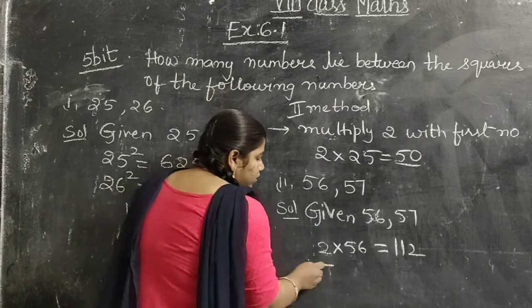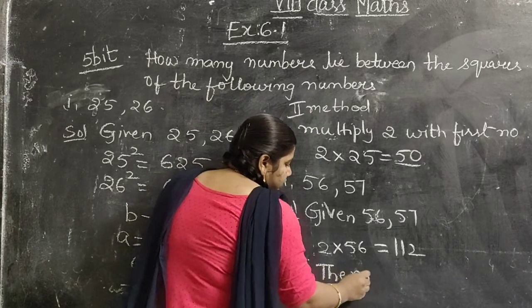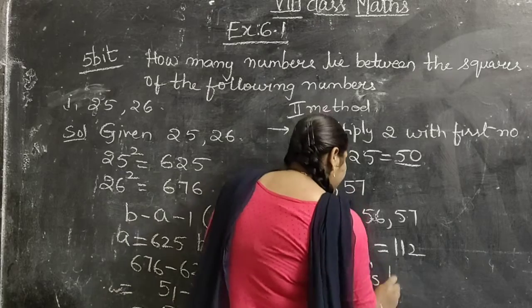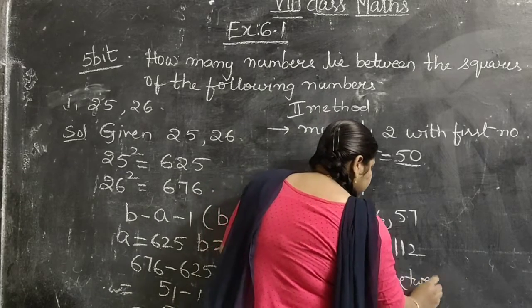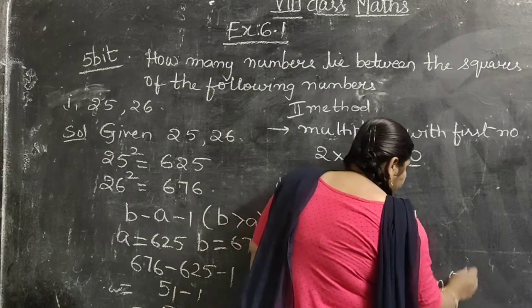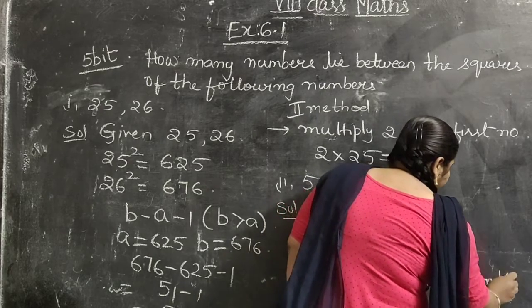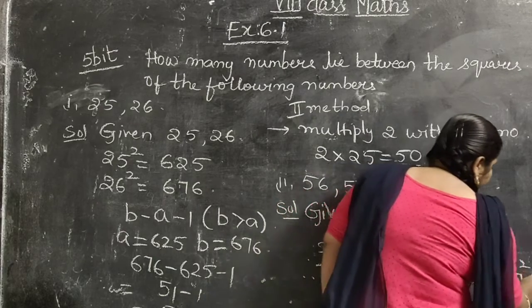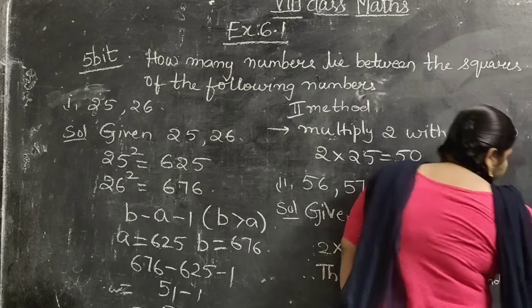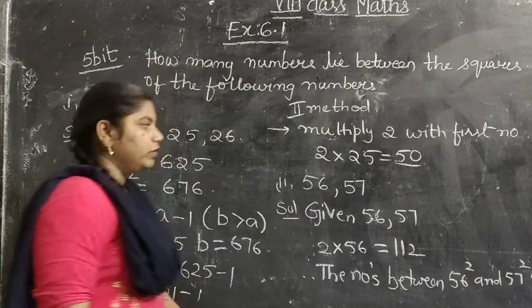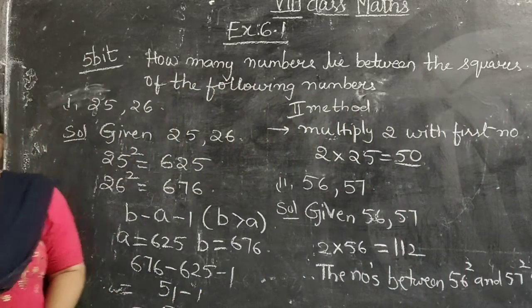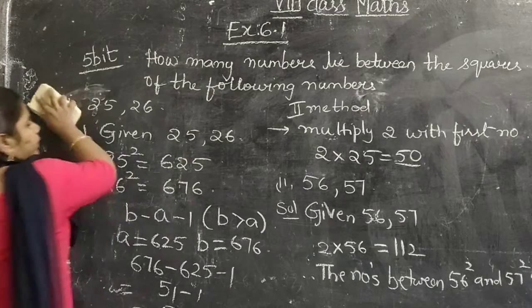So therefore, numbers between 56 square and 57 square are 112. It is 112. If you want, you can apply the first method also. Third one, last one.